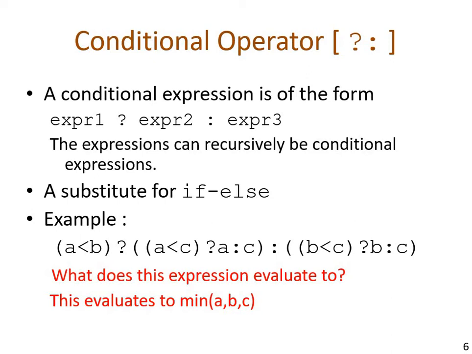So here, if A less than B question mark, in the bracket A less than C question mark, then A is lesser, or C is lesser. After the colon, B less than C question mark, B is lesser, or C is lesser. So here it will evaluate the minimum value of A, B, C with the above expression. This is what it is explaining here.